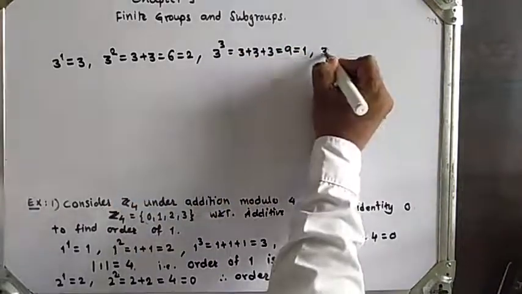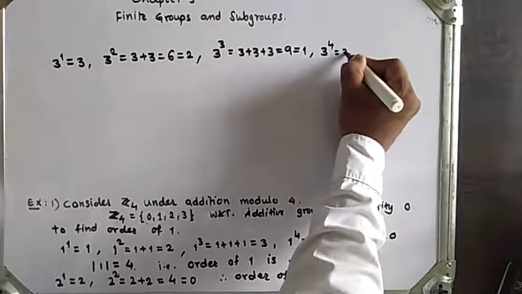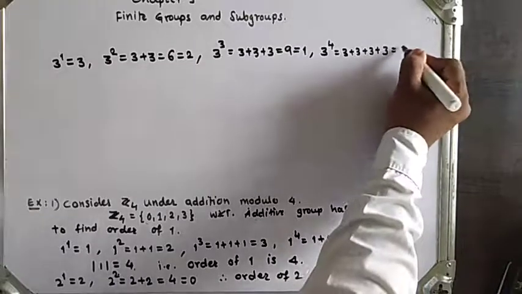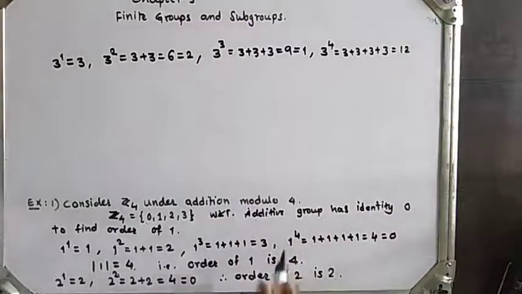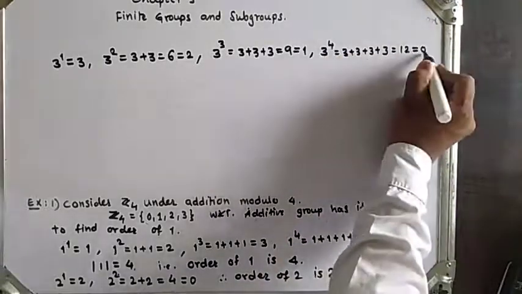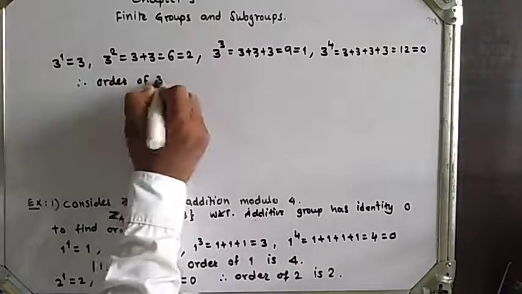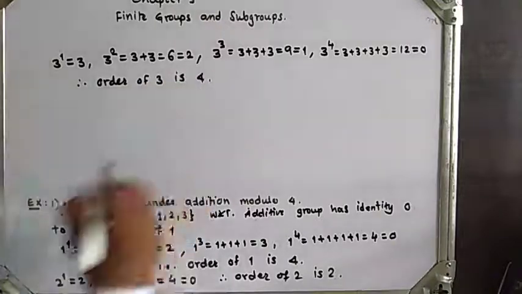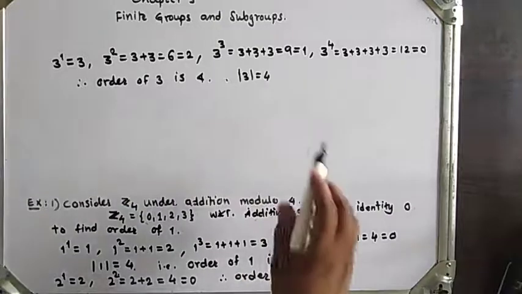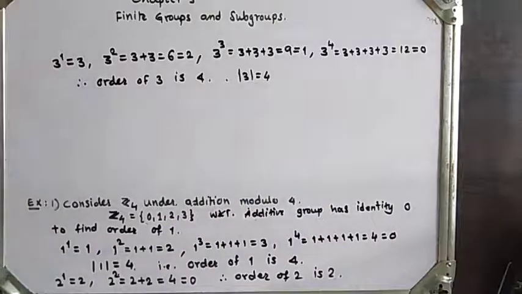Next, 3 raised to 4, so addition of 3 four times, so we will get 3 plus 3 plus 3 plus 3, so the sum will be 12, and 12 divided by 4 gives remainder 0. So 3 raised to 4 is equal to 0, which means the order of 3 is 4, right? That is, the order of 3 is equal to 4, meaning 4 is the smallest positive integer such that 3 raised to 4 is equal to the identity element.